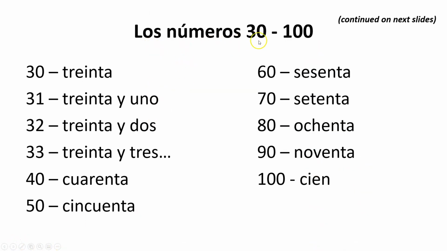All right, continued. Numbers 30 through 100. As we get to 30 and you want to say 31, it becomes 3 words now instead of just 1 word. 30, 31, 32. So 30 and 1, 30 and 2, 33, 30 and 3. Then we go up to 40, 50, 60, 70, 80, 90, 100. So if I wanted to say 99, I would say 90 y 9, right?